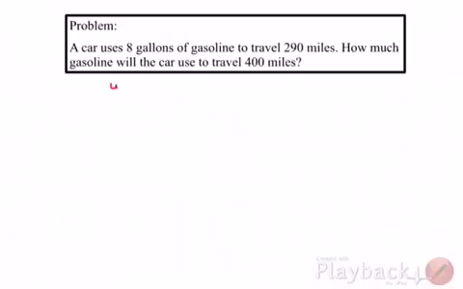So I know that my y over my x is going to give me my k. So my y is going to be 290 all over my 8, which is going to give me my constant rate, my constant of proportionality. And that's going to be the number of miles I get per gallon, basically. Okay, and it's not going to change.